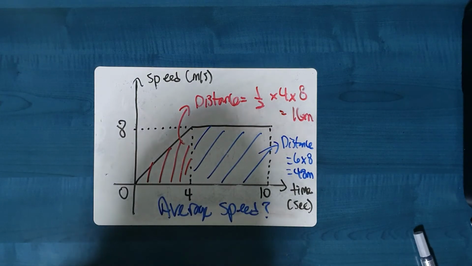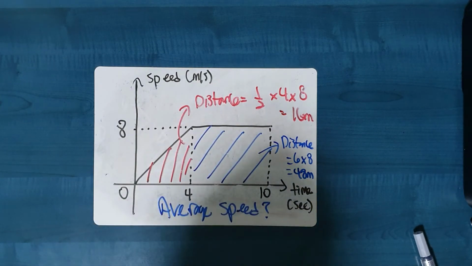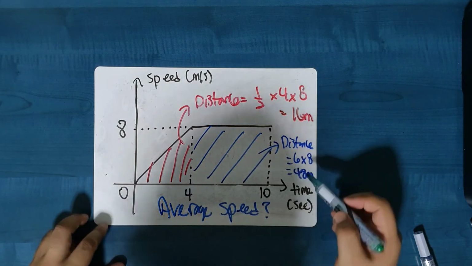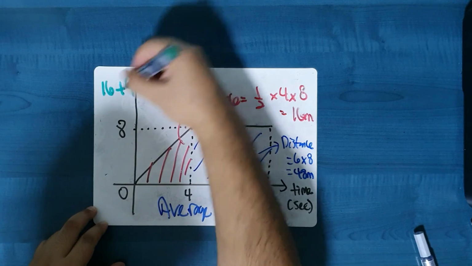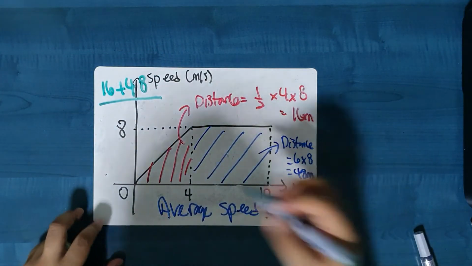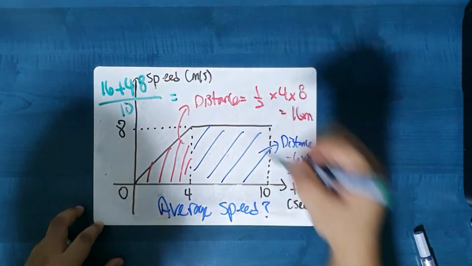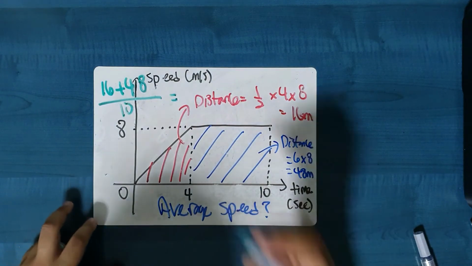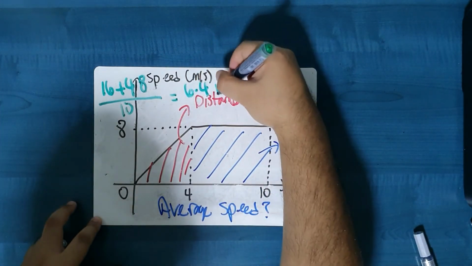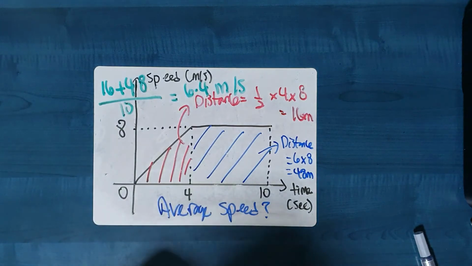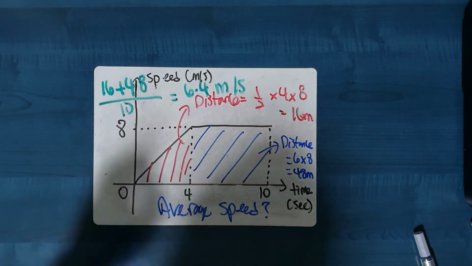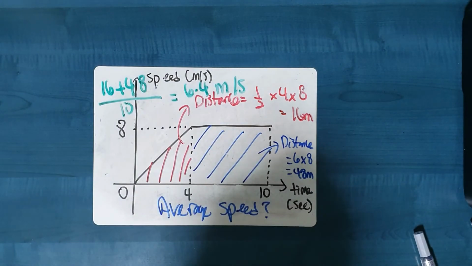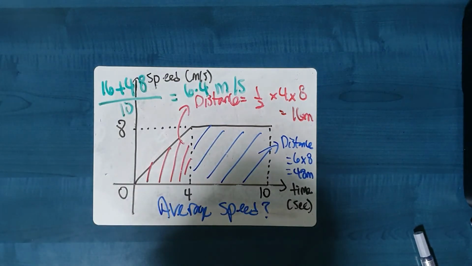And thus, the average speed of this object is the total distance of 16 plus 48, divided by total time, which is 10. And you will get 6.4 meters per second. And that is how you calculate average speed here. You have to find total distance first by calculating the areas, and then you divide by the time taken.